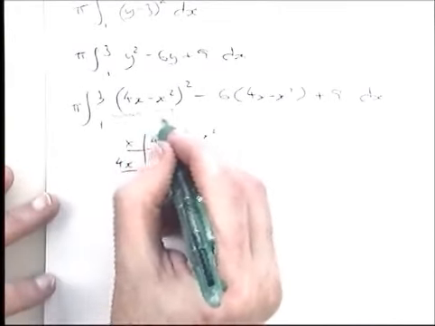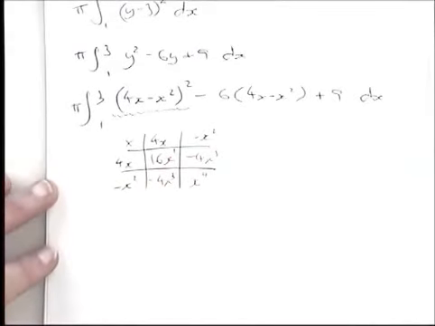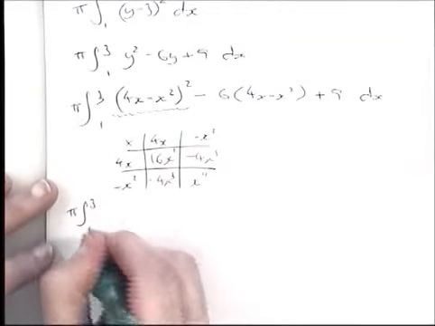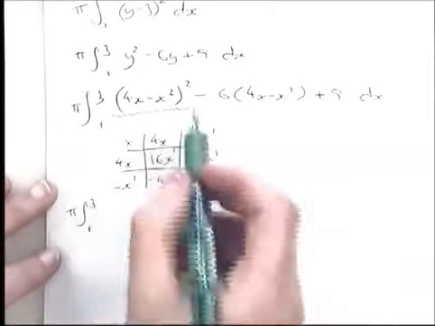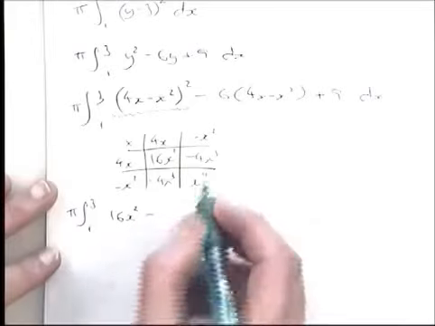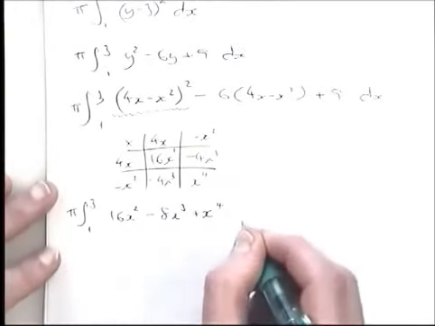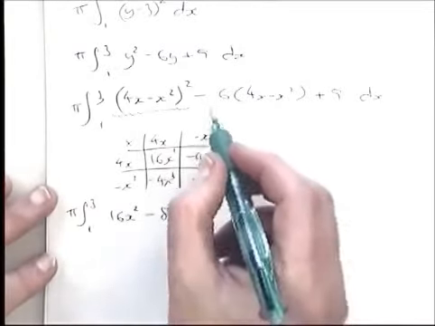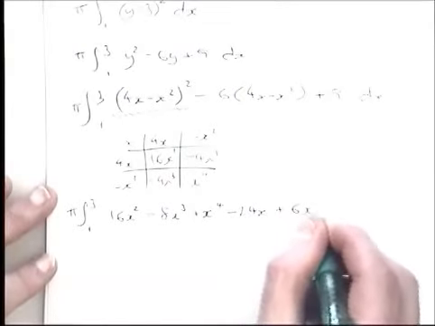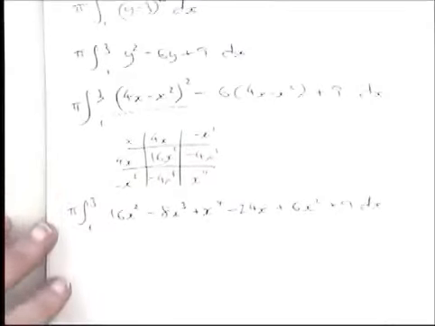Okay, so that bit there under the red squiggle is the same as everything that's in red in there. So, next thing to do, multiply it out, write it all out. We've got that I'm going to replace with this, so I've got my 16x squared minus 8x cubed plus x to the power of 4, and keep multiplying out, minus 24x plus 6x squared plus 9 dx. We all okay with that?